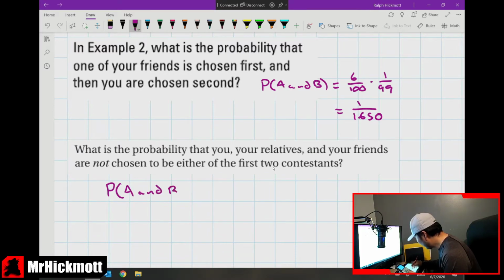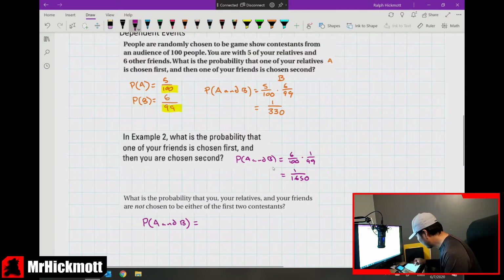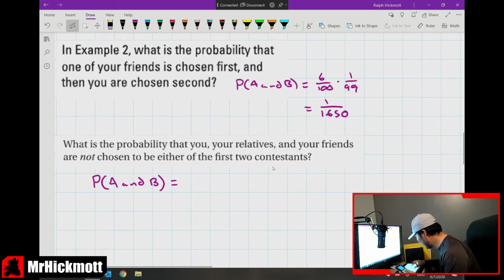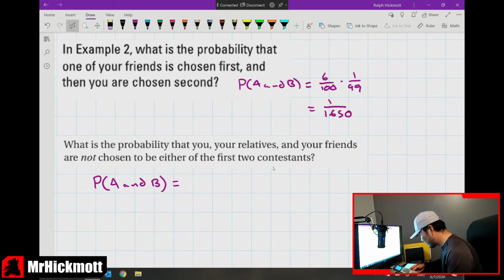So this one is kind of interesting because we have to think about this a little carefully. If they're not being chosen, there are 100 total in the audience, and you are with 5 relatives and 6 other friends, so there's 12 of you total. 5 plus 6 is 11, then you yourself make 12. So if you are not chosen first, the probability is 100 minus 12, that's 88 out of 100.